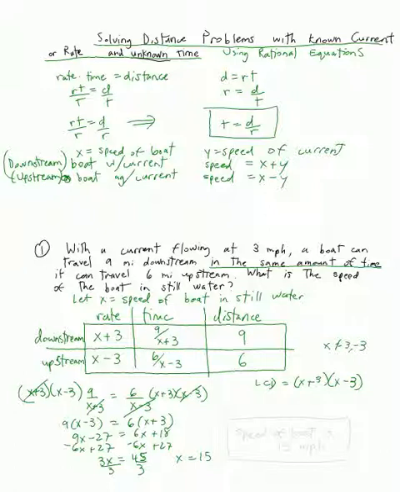Divide both sides by 3, we get x equals 15. Remember, that's the speed of the boat in still water. So I write speed of the boat is 15. 15 what? Miles per hour.